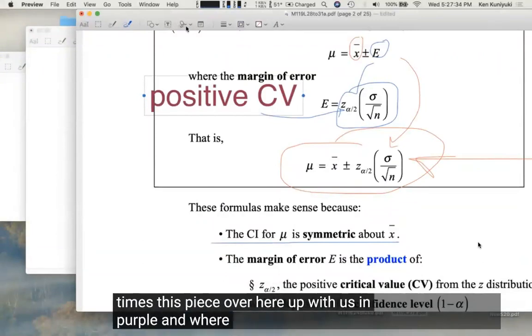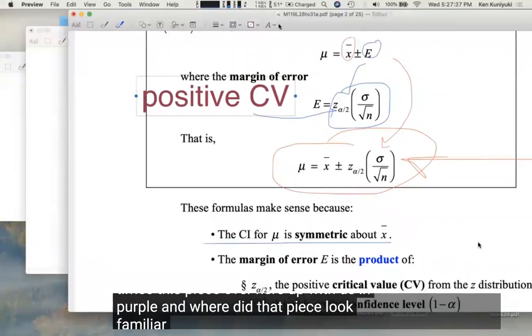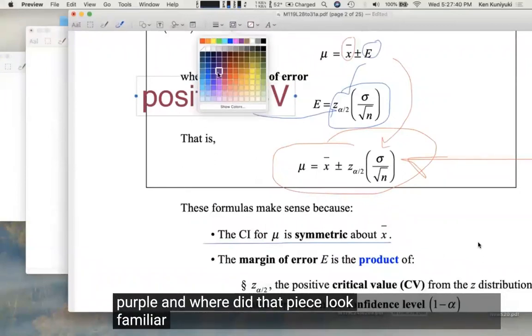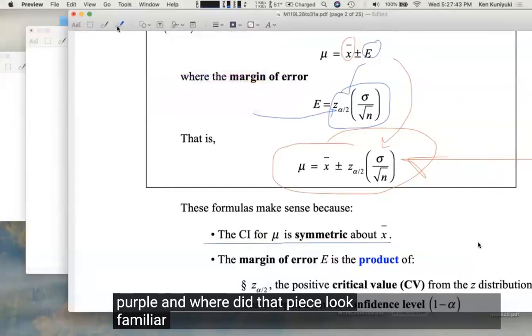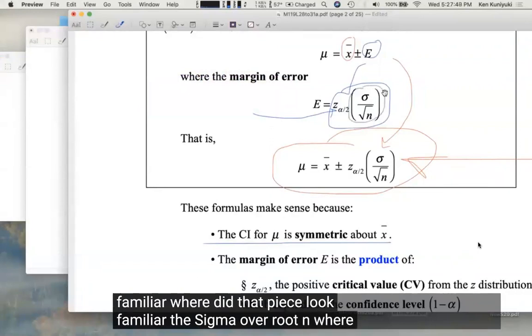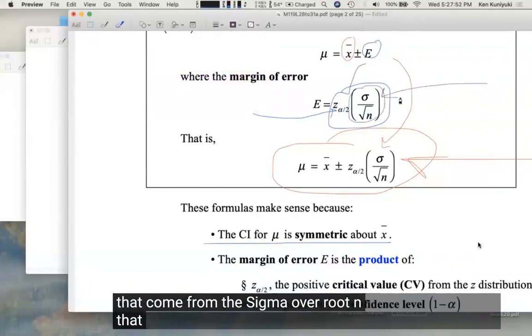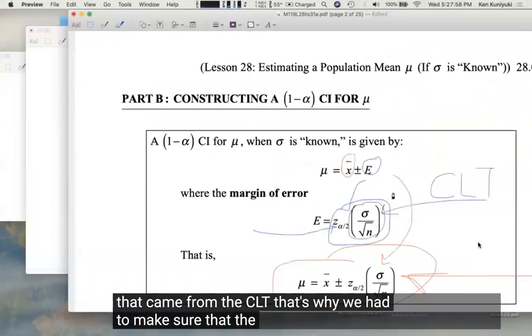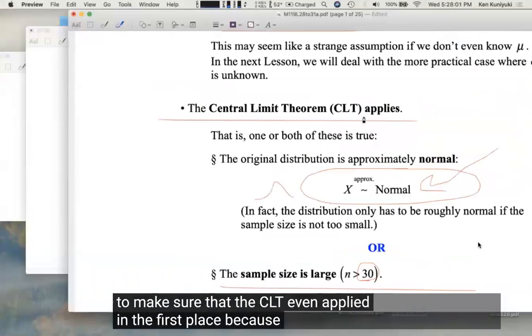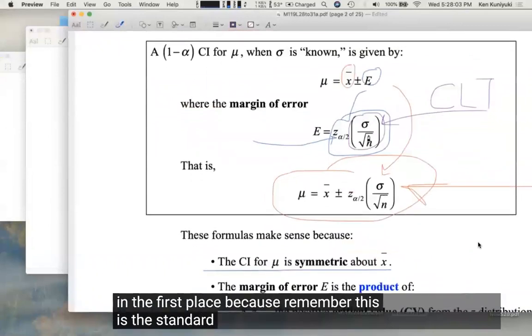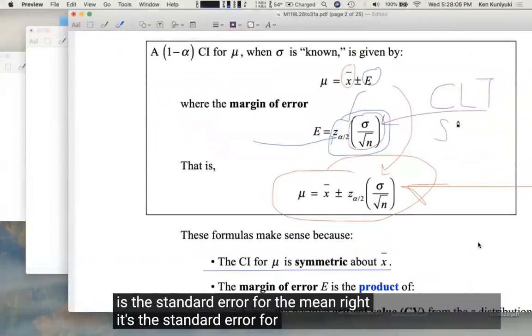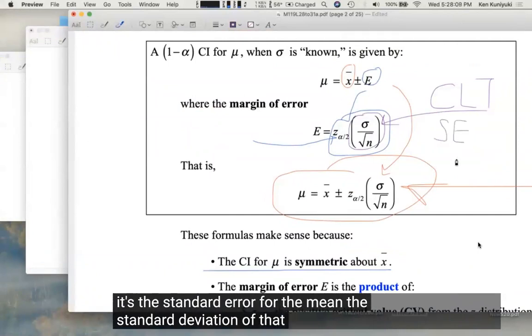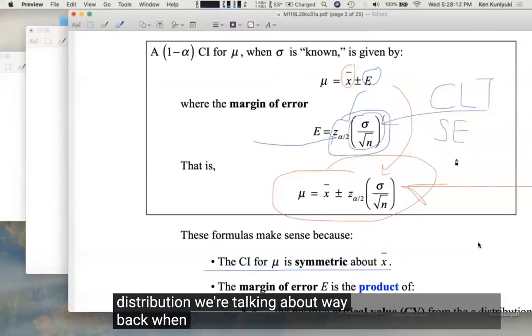I'll put this in purple. And where did that piece look familiar? The sigma over root n. Where did that come from? That came from the CLT. That's why we had to make sure that the CLT even applied in the first place. Because, remember, this is the standard error for the mean. It's the standard deviation of that X bar distribution we were talking about way back when. All right, sigma over root n.